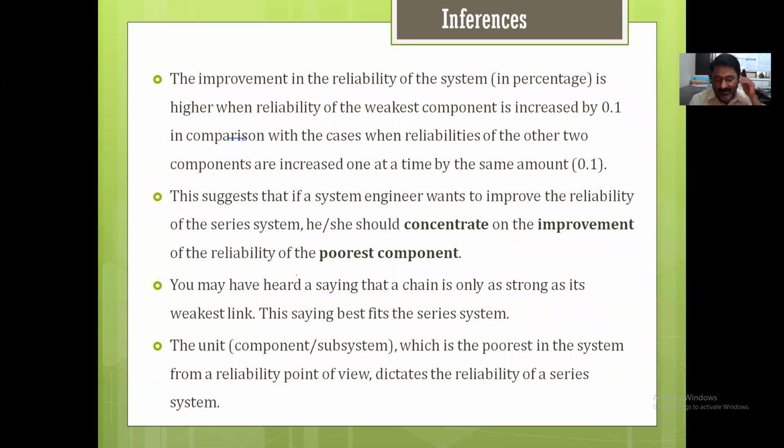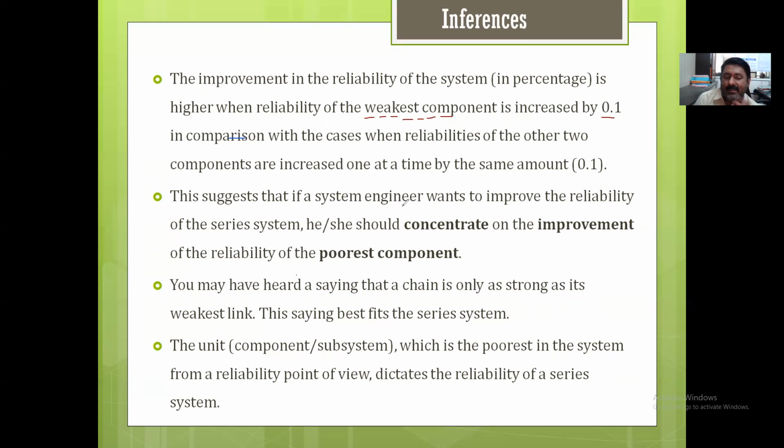Inferences. Inference is nothing but what you have learned, what your observations are, what you can comment from the table we have. So here it is clearly mentioned, friends. You can see that the improvement in reliability of the system is higher when the reliability of the weakest component is increased. We have said the weakest component is having 0.4; if it is increased from 0.4 to 0.5, then a remarkable improvement in the system is observed.